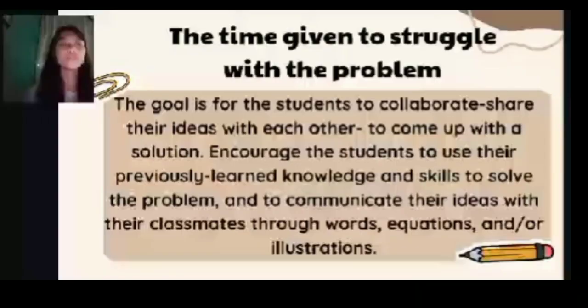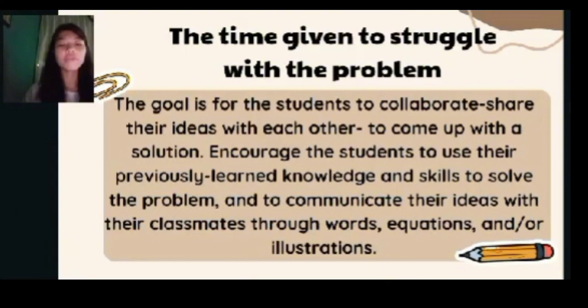The time given to struggle with the problem. The goal is for the students to collaborate and share their ideas with each other to come up with a solution. Encourage the students to use their previously learned knowledge and skills to solve the problem, and to communicate their ideas with their classmates through words, equations, and or illustrations.